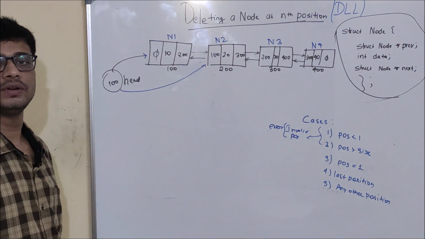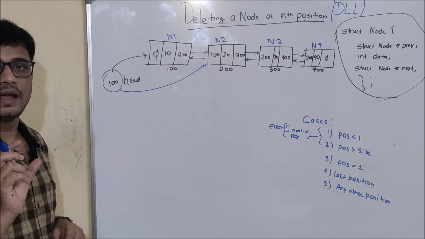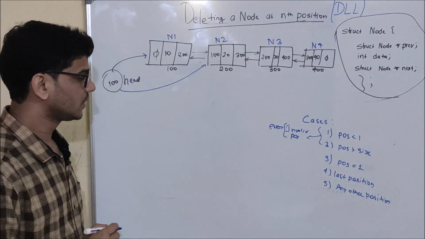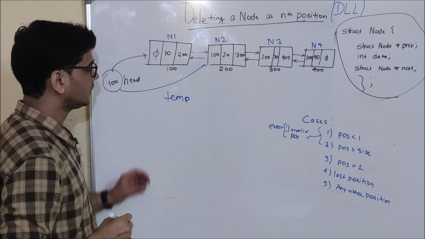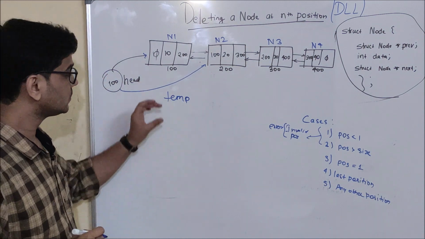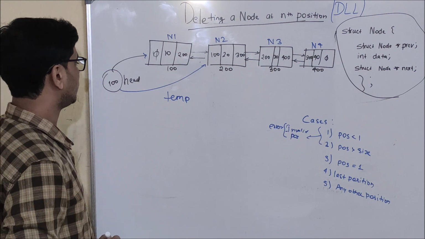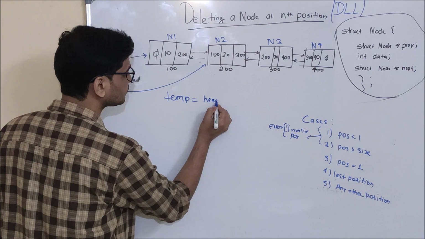So how am I going to do it? First of all, as I am deleting this particular node, I need a pointer where I will hold the address of this node. Let's name that pointer temp. What is the task of this pointer? This pointer will hold the address of the node to be deleted. So what am I going to do after that? I will update temp to head.